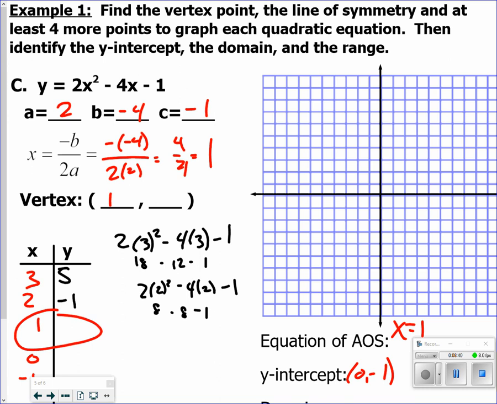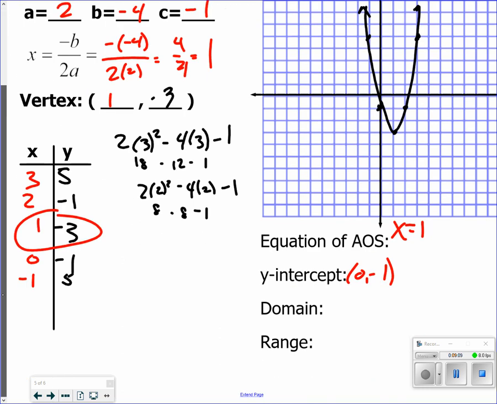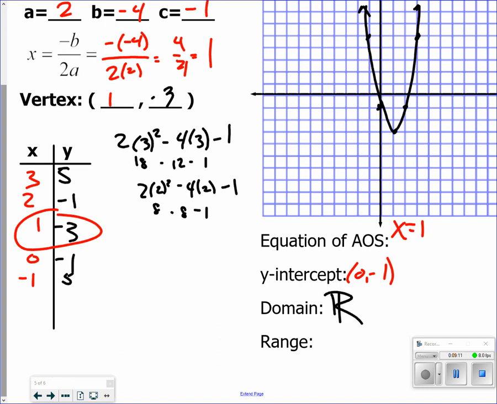Plug 1 in. 2 minus 4. Negative 2 would be negative 3. And then again, 0, negative 1, and negative 1, 5. So I'm going to graph all those. 3, 5. 2, negative 1. 1, negative 3. So my vertex is at 1, negative 3. And now for my domain and range question. My domain is all real numbers. And the range, this parabola goes up, so it's greater than or equal to. And then it goes up from negative 3.